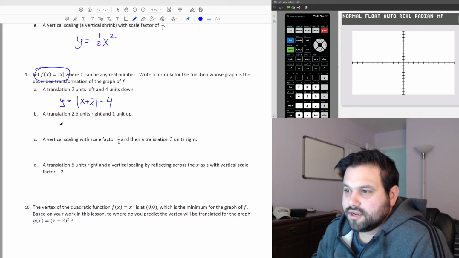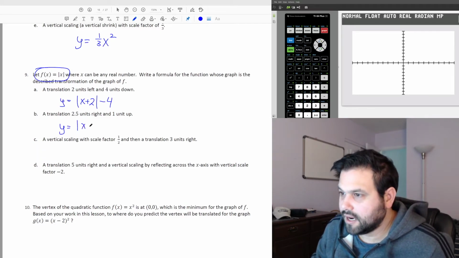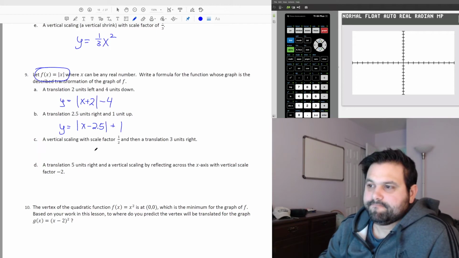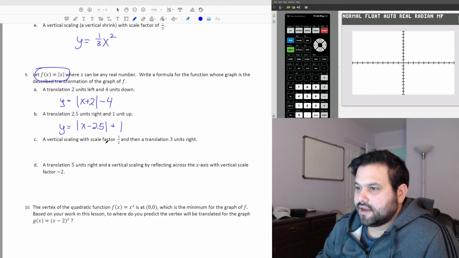2.5 units right and 1 unit up. So to the right means minus 2.5, and 1 unit up. So that's what we get from B. And then scaled vertically by 1/2.